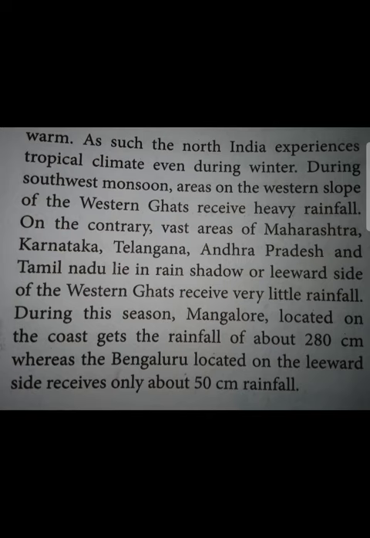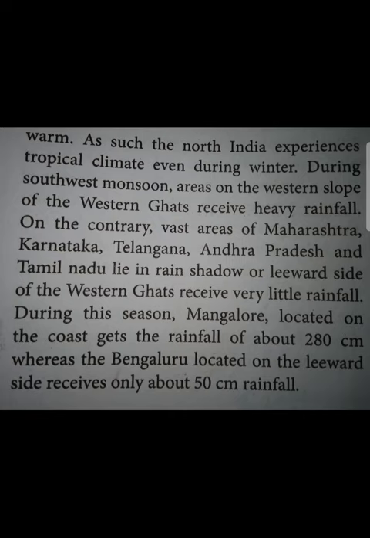On the contrary, vast areas of Maharashtra, Karnataka, Telangana, Andhra Pradesh and Tamil Nadu lie in the rain shadow of the leeward side. Leeward side means one side of the mountain will get rain, the other side will be very hot. Where the shadow is, there will be no rain.